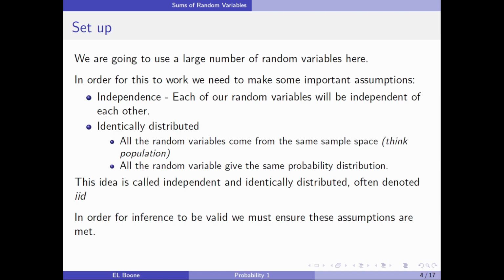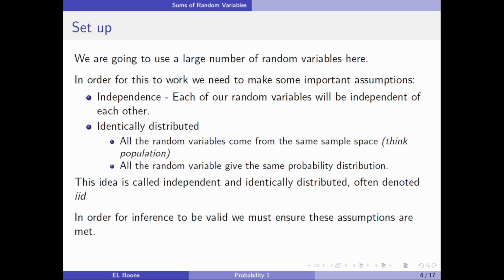Here we're going to make some important assumptions. Number one, each of our random variables will be independent of each other, meaning the outcome of one doesn't affect the probability of the outcome or non-outcome of any of the others. We're going to assume they're identically distributed, so all the random variables come from the same sample space. And you can think of the sample space as the population, right? And all the random variables give the same probability distribution.